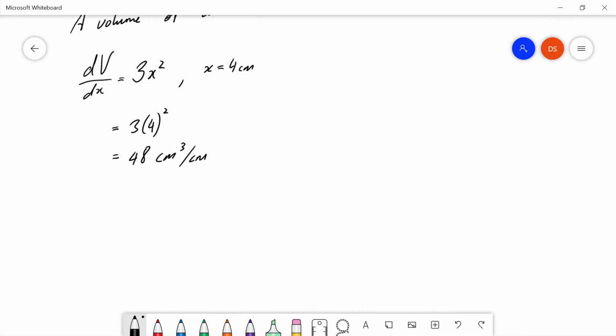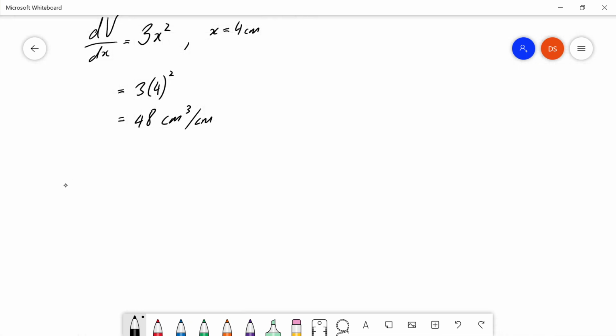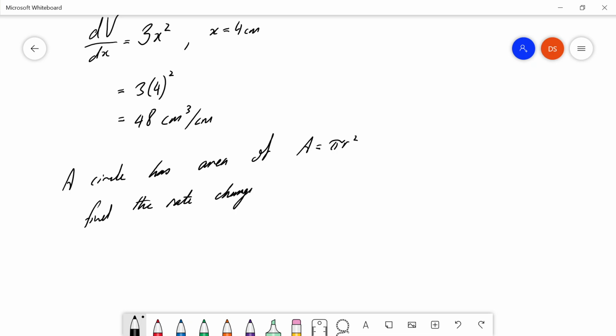You might be asked for a similar question where, find the rate of change if a circle has an area pi r squared. Find the rate of change of the area when r equals 3 centimetres. Well, what you need to do is you need to once again differentiate, because you're looking for the change of area with respect to radius, multiply by the power, take 1 off the power, and then you just plug in when r is equal to 3.